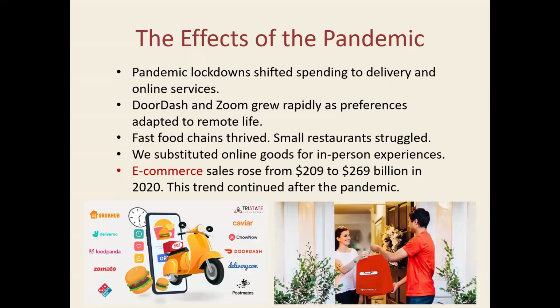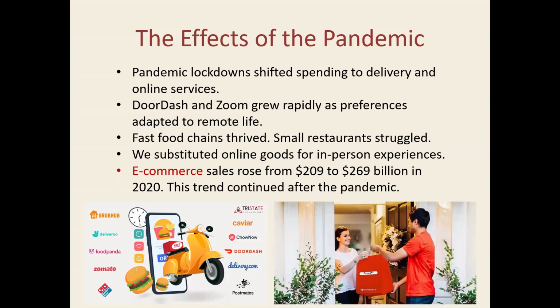The COVID-19 pandemic had a very interesting effect on people's consumption patterns. During the lockdown, people shifted to delivery and online services. So we saw a huge surge in things like DoorDash and Grubhub delivering food. We also saw people buying a lot more fast food because they can go up to the window and buy it and didn't have to go into a restaurant where they had to worry about contracting the virus. And we saw a huge rise in DoorDash, Zoom, and other digital services.